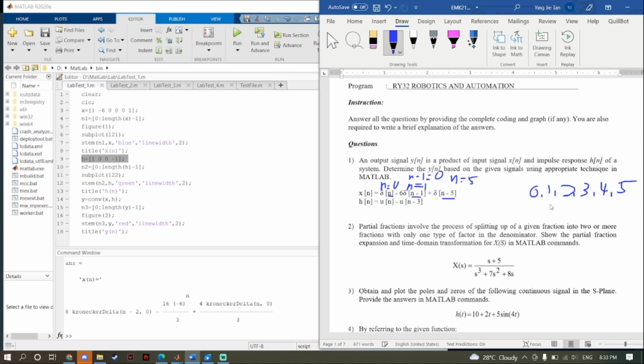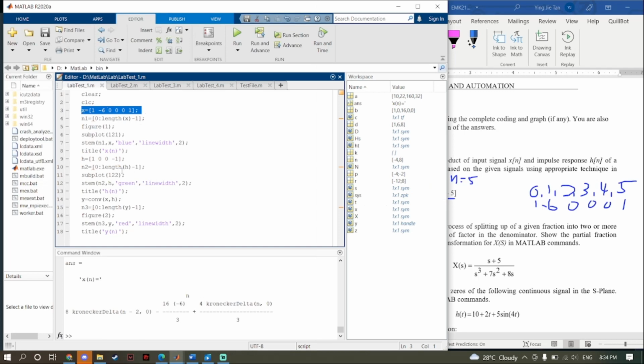After this, we are going to find the number for your delta. When n equals 0, your delta will be 1. When n equals 1, your delta will be, oh sorry, negative 6. And when n equals 5, your delta will be 1 again. For the rest of the time frame, it will be 0. So here is how you will get your x.